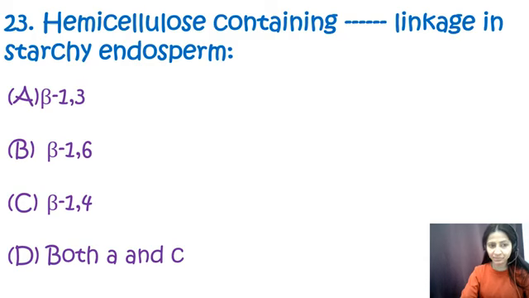Question number 23. The hemicellulose containing dash linkage in starchy endosperm is A, beta 1,3, B, beta 1,6, C, beta 1,4, and D, both A and C. So the correct option is D, that is both A and C, that is beta 1,3 and beta 1,4. Hemicellulose in the starchy endosperm primarily consists of arabinoxylans and beta glucans. The beta glucans are composed of glucose units linked by beta 1,3 and beta 1,4 glycosidic bonds. So the correct option is D, that is A and C.